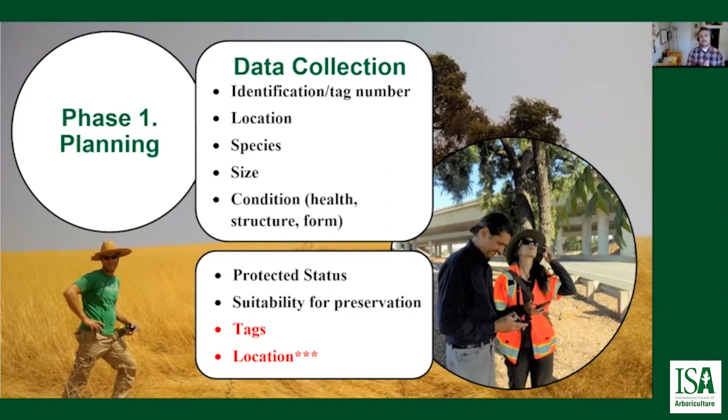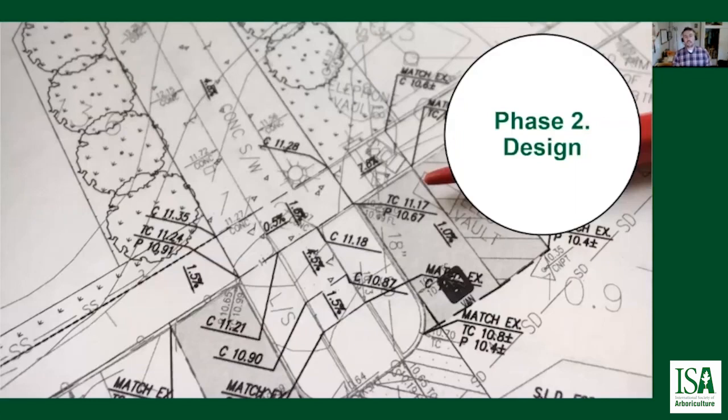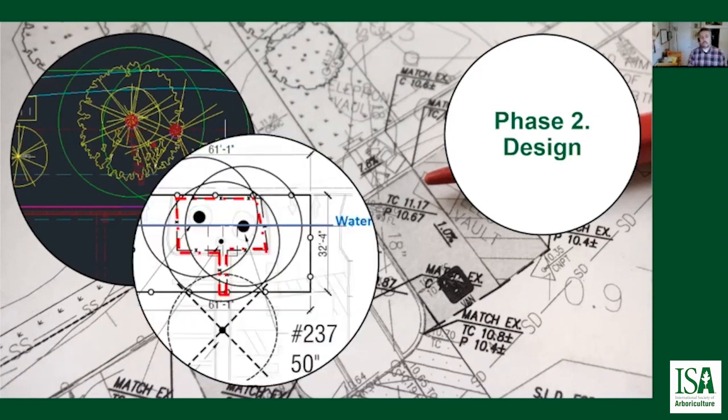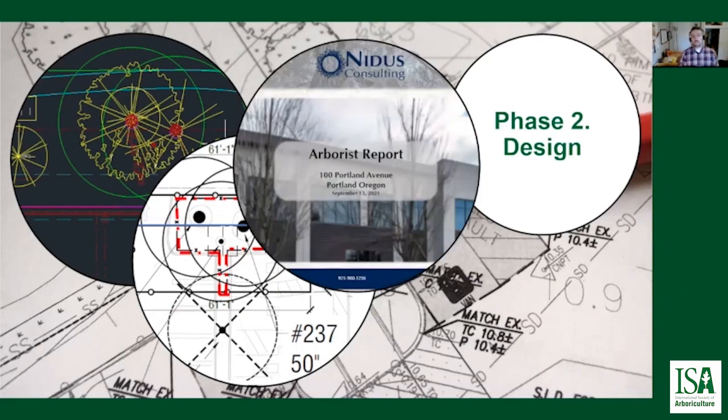So after we have our resource evaluation, we're going to move on to the design phase. That's when we start looking at construction plans, what we're going to call development plan review, where we create a tree protection plan or someone else creates a tree protection plan, and maybe we write a report or some sort of documentation about this. So let's go through these a little bit.